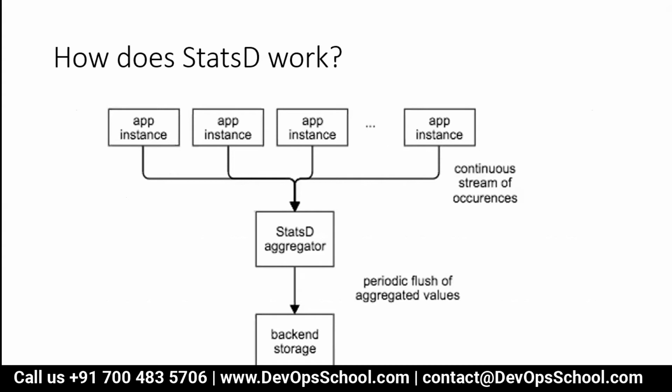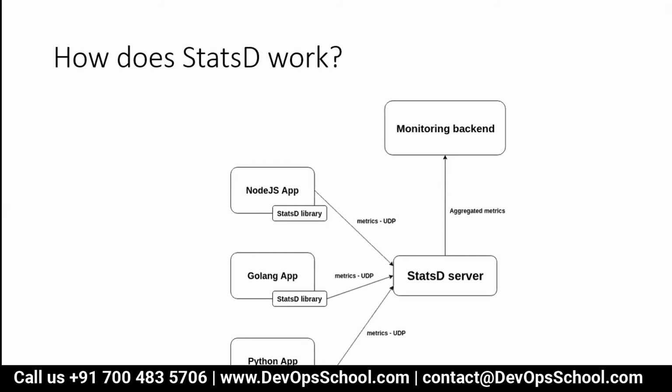Look at this here. Different apps are sending the data to the StatsD aggregator, the aggregating tool. And basically StatsD sends that to the backend storage. It can be Elasticsearch also. That is how StatsD works. Very popular solution, everyone uses it.